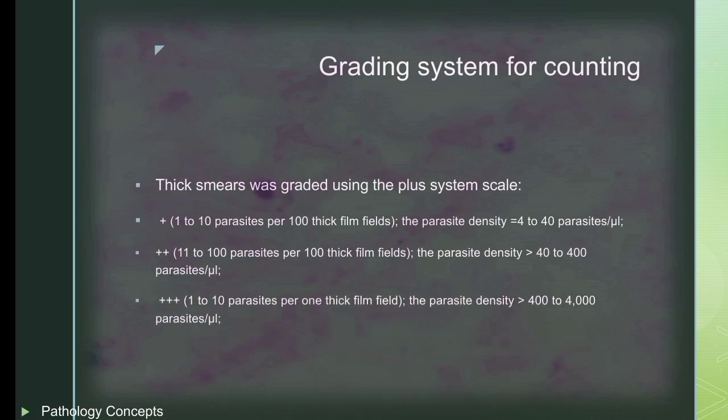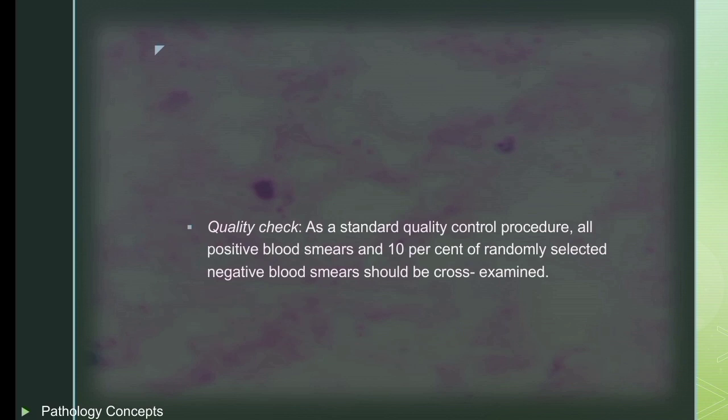Plus 3 is 1 to 10 parasites per 1 thick smear field. Parasite density is more than 400 to 4000 parasites per microliter. Plus 4 is more than 10 parasites per 1 thick smear field. The parasite density is more than 4000 parasites per microliter. As a standard quality control procedure, all the positive blood smears and 10% of randomly selected negative blood smears should be cross-examined.